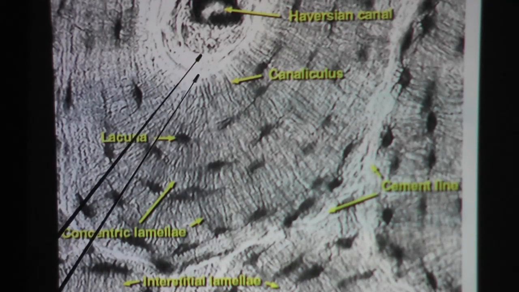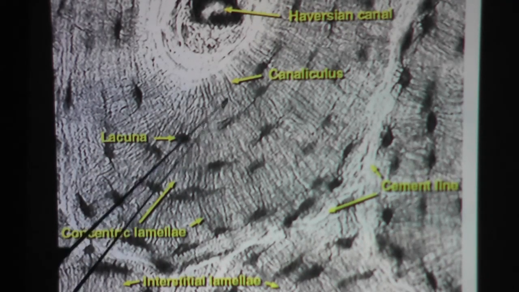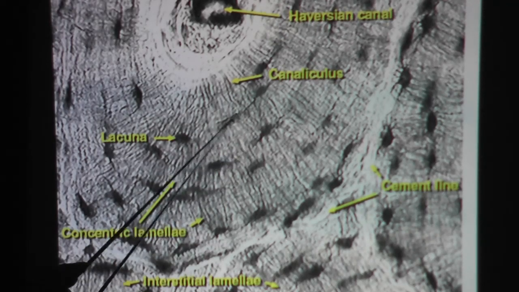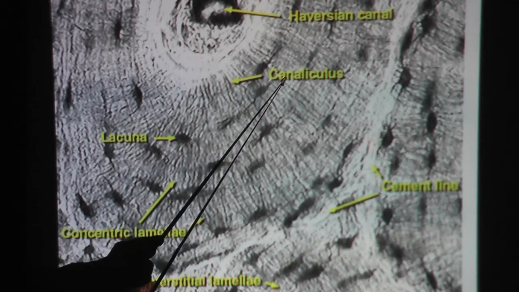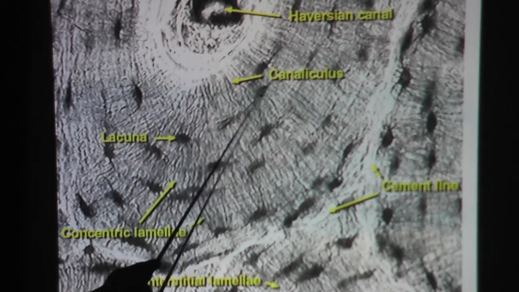From this view, it's great to see these fine little squiggly lines coming into the different lacuna. They seem to be radiating outward from the central canal. That would be the canaliculi, which is plural for canaliculus.